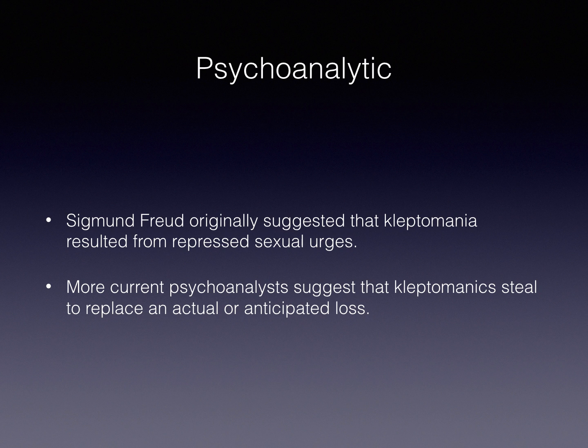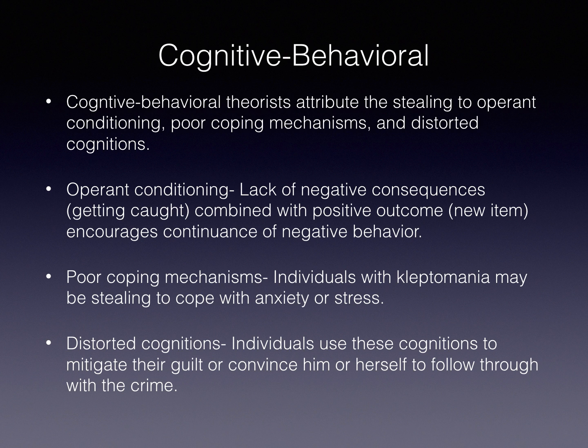We'll talk about cognitive behavioral now. These theorists believe that stealing may be a result of operant conditioning, poor coping mechanisms, and distorted cognitions. So I'll go through each one of these. Operant conditioning could be a lack of negative consequences, such as getting caught, combined with a positive outcome, they get a new item, and it feels good to suppress the urge, and it may encourage the negative behavior.